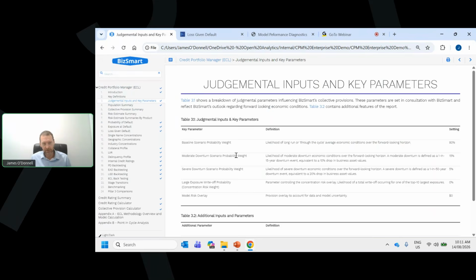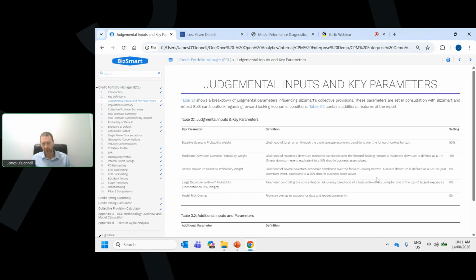We'll define those scenarios in terms of two things. One is a 1 in X level of loss. So if you look at our severe downturn, for example, for an asset finance book, we're defining that as a 1 in 50-year loss, so quite a severe event.